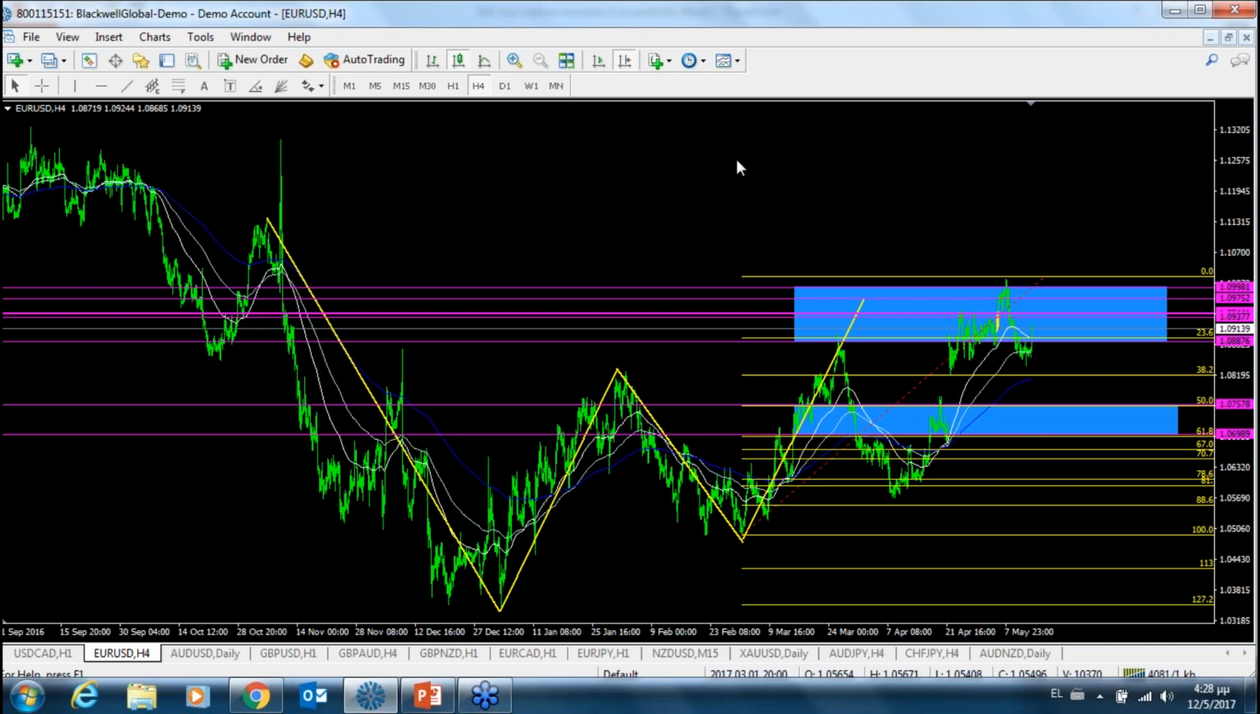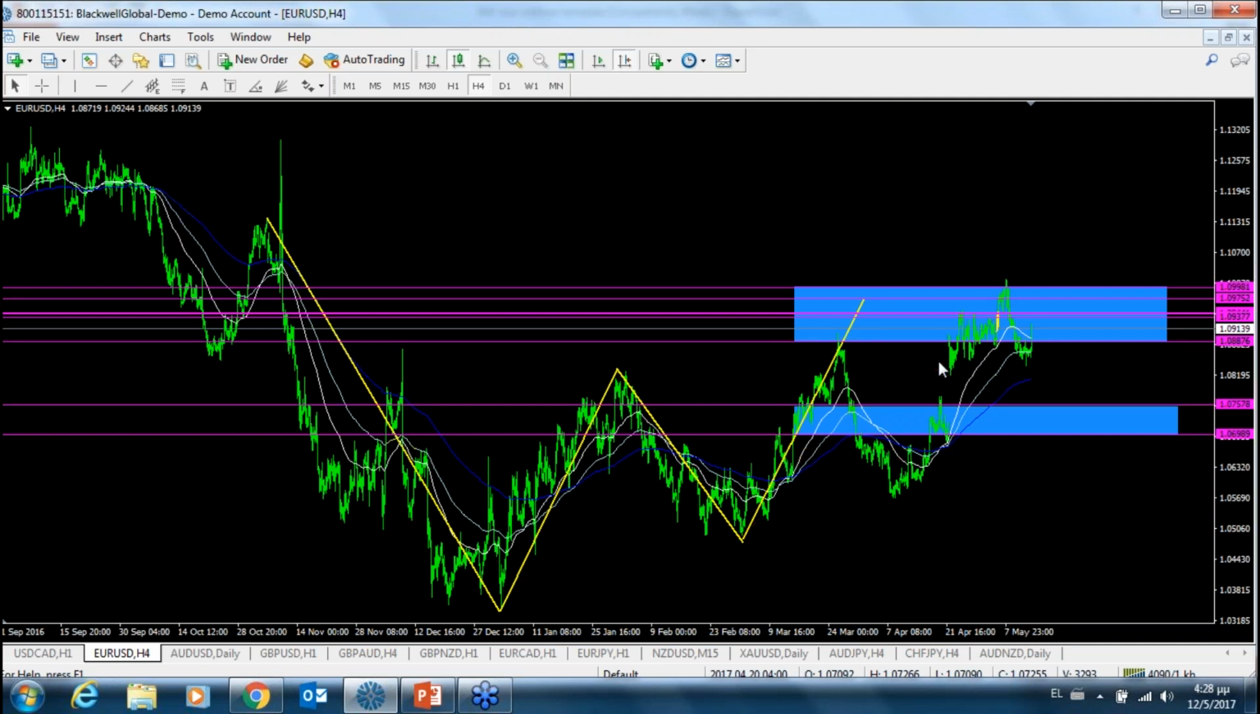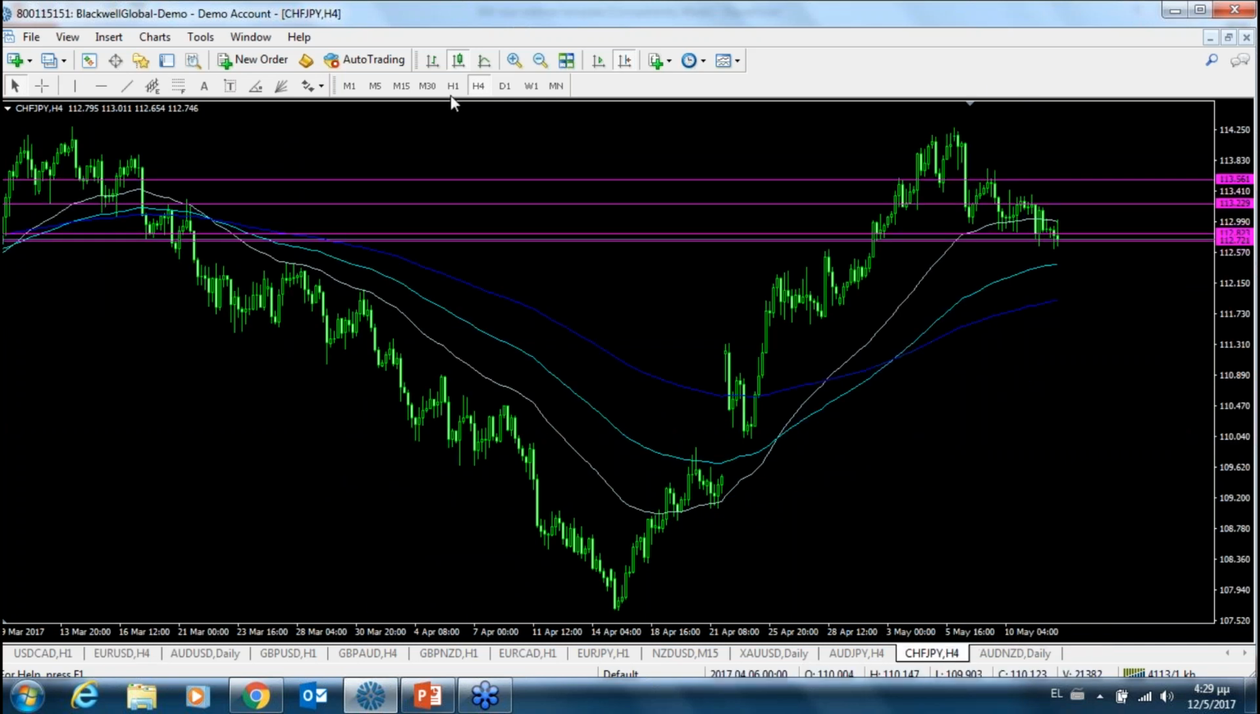Now we can move over to the three pairs that have been requested to take a look at, and these are the CHF JPY, the GBP JPY, as well as the AUD NZD. So let's look at what opportunities there could be on the CHF JPY first. Now let's look at this one here.